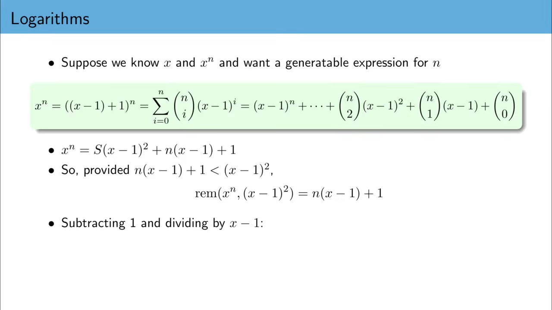We can then solve for n to get a generatable formula. The paper doesn't include the minus 1 in the numerator. Since everything's getting rounded away, it doesn't really matter if it's there or not.